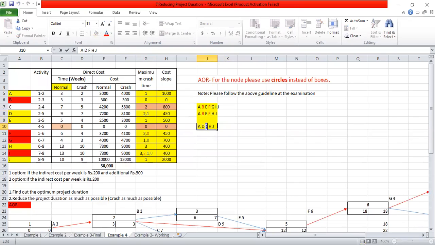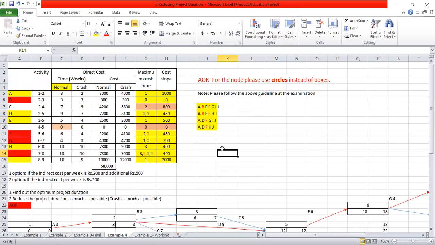F is also not there, highlighted in red. G is also not there. G and I both have a cross. So these activities do not remain, since they are already crashed. If I take activity A, it is common and it has 1000. So it is the highest, right?